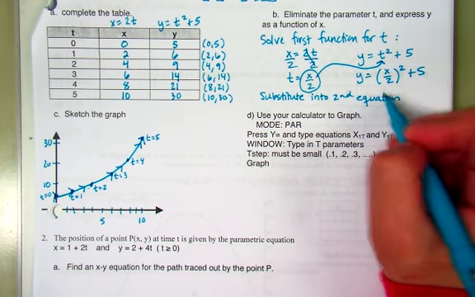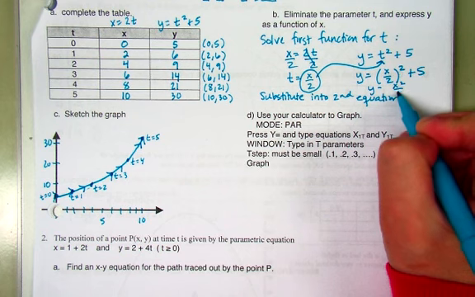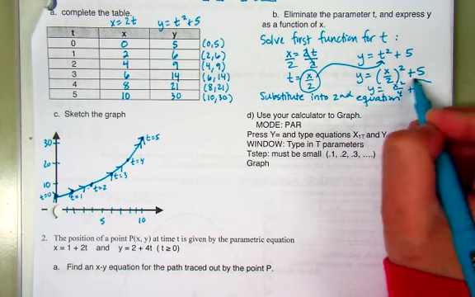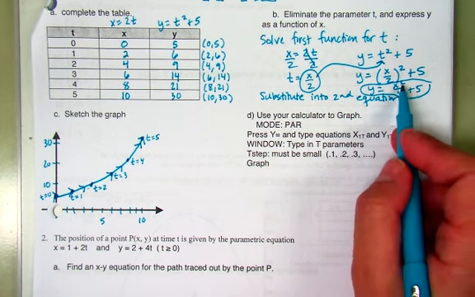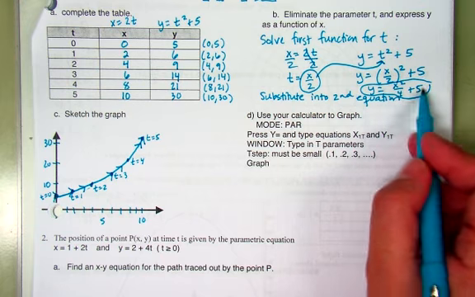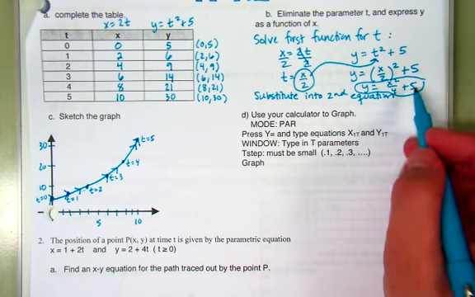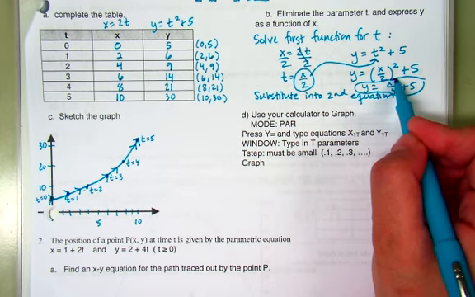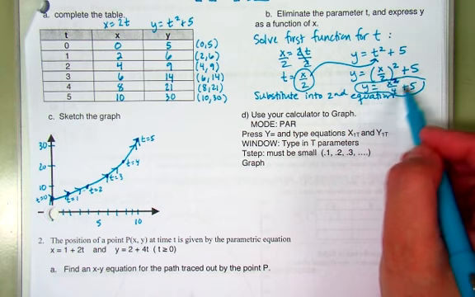So what does this give me? y equals x squared over 4 plus 5. You can leave it like that. What kind of an equation is this? Well, it's x squared, right? So that's a quadratic. So this would be a parabola.